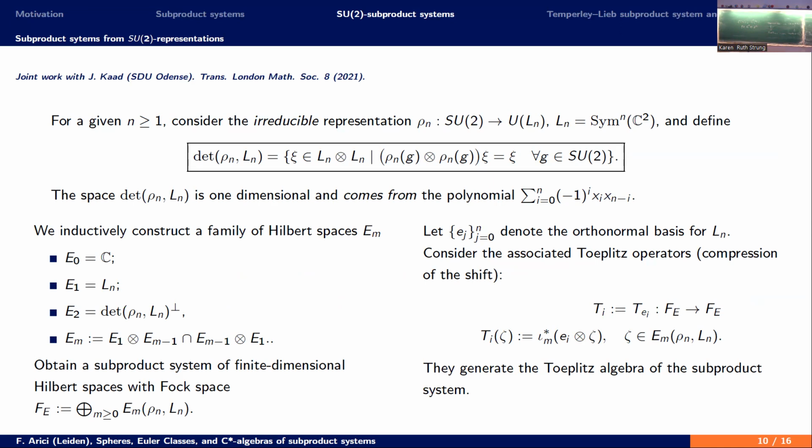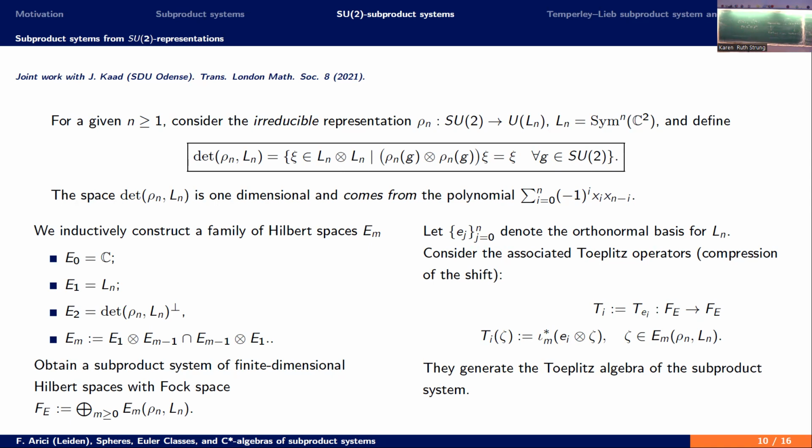So we fix an n greater than 1. We look at the irreducible representation on the n-th symmetric power of C2, and we define some space that we call the determinant of the representation. That's just the elements, again, that are left invariant by the diagonal of the representation. Now, we proved that this is one-dimensional, and you can prove this in various ways. We proved it ad hoc, but it's actually just a consequence of the character formula for SU2, we realized later.